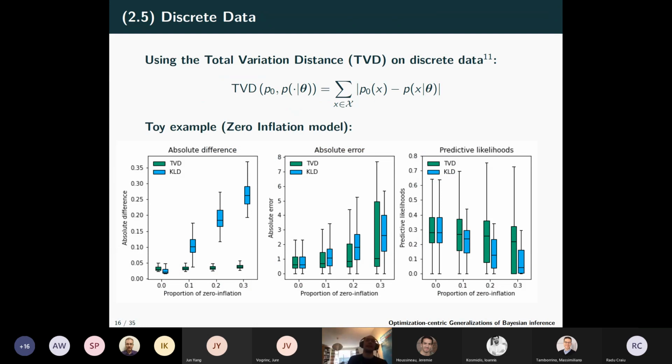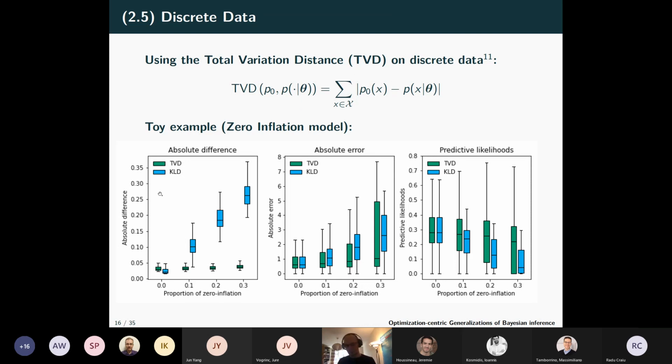But one thing that the total variation distance is very nice for is robustness. And one way you can see this immediately is that the total variation distance is bounded, and so is its influence function. So if you plug that into a Bayesian formalism, you inherit the properties that you would get from frequentist estimation. And here are just some plots that essentially show you what happens in a zero inflation model.